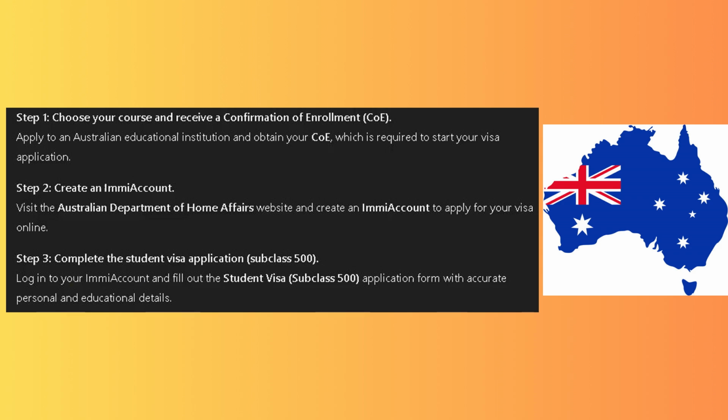Create an IME account. Visit the Australian Department of Home Affairs website and create an IME account to apply for a visa. Complete the student visa application, subclass 500. Log into your IME account and fill out the student visa application form with accurate personal details and educational details.